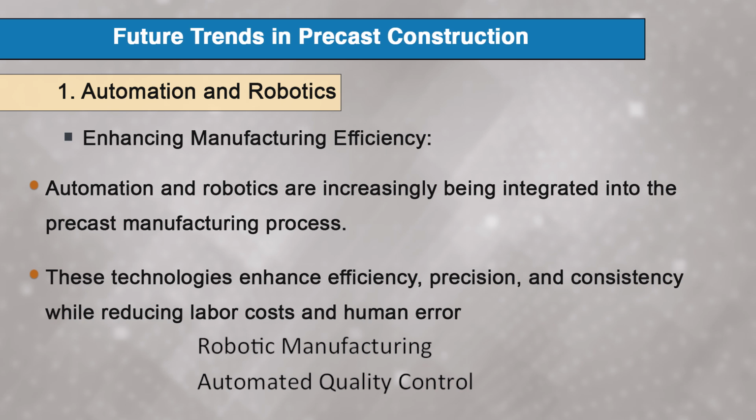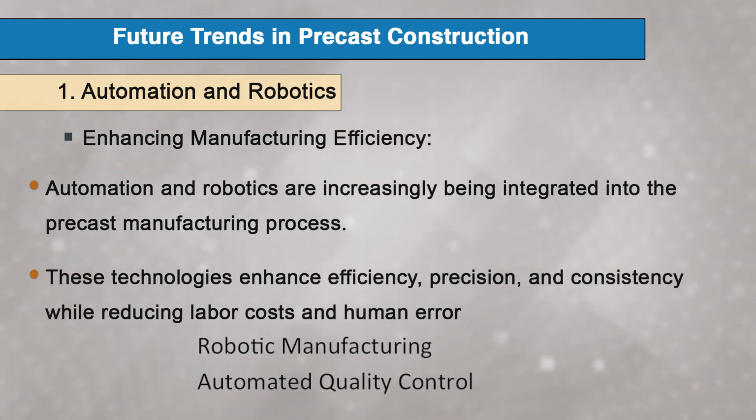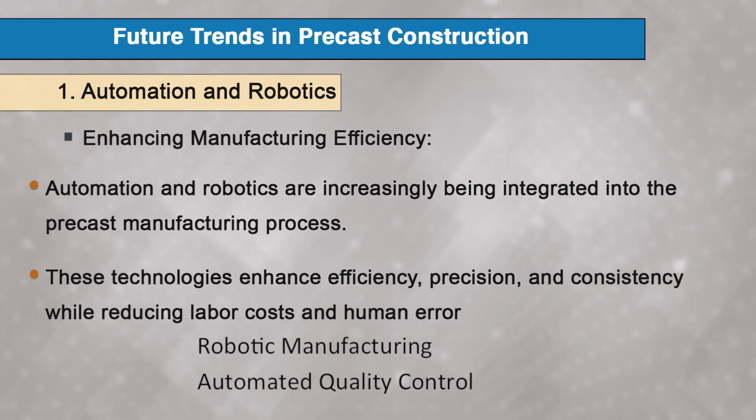Robotic manufacturing: robots are being used to automate repetitive tasks such as casting, formwork preparation and finishing, which improves production speed and accuracy. Automated quality control: automated systems can perform real-time quality checks during production, ensuring that each element meets exact specifications. For example, in a fully automated precast factory, robotic arms can assemble reinforcement, pour concrete and finish surfaces, significantly speeding up production while maintaining high quality.